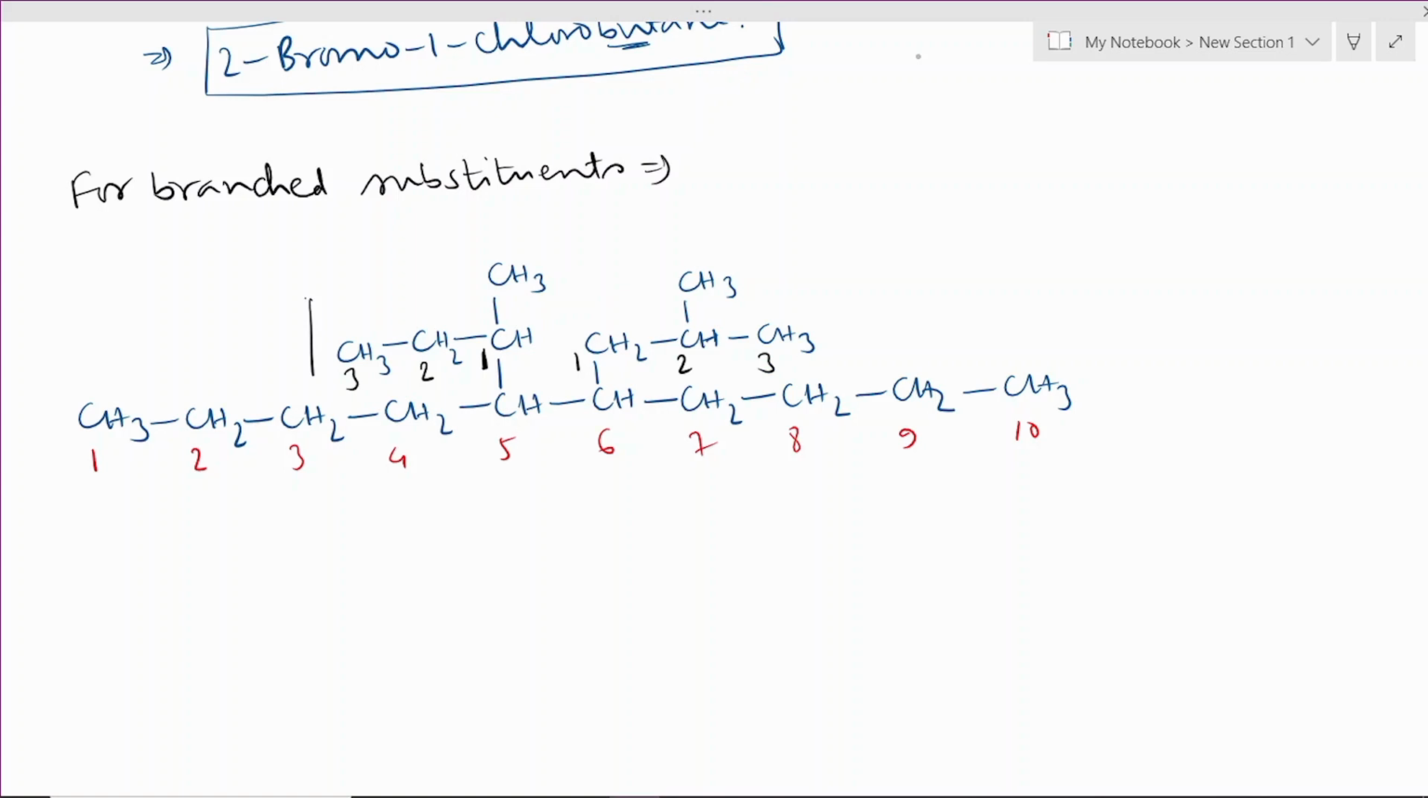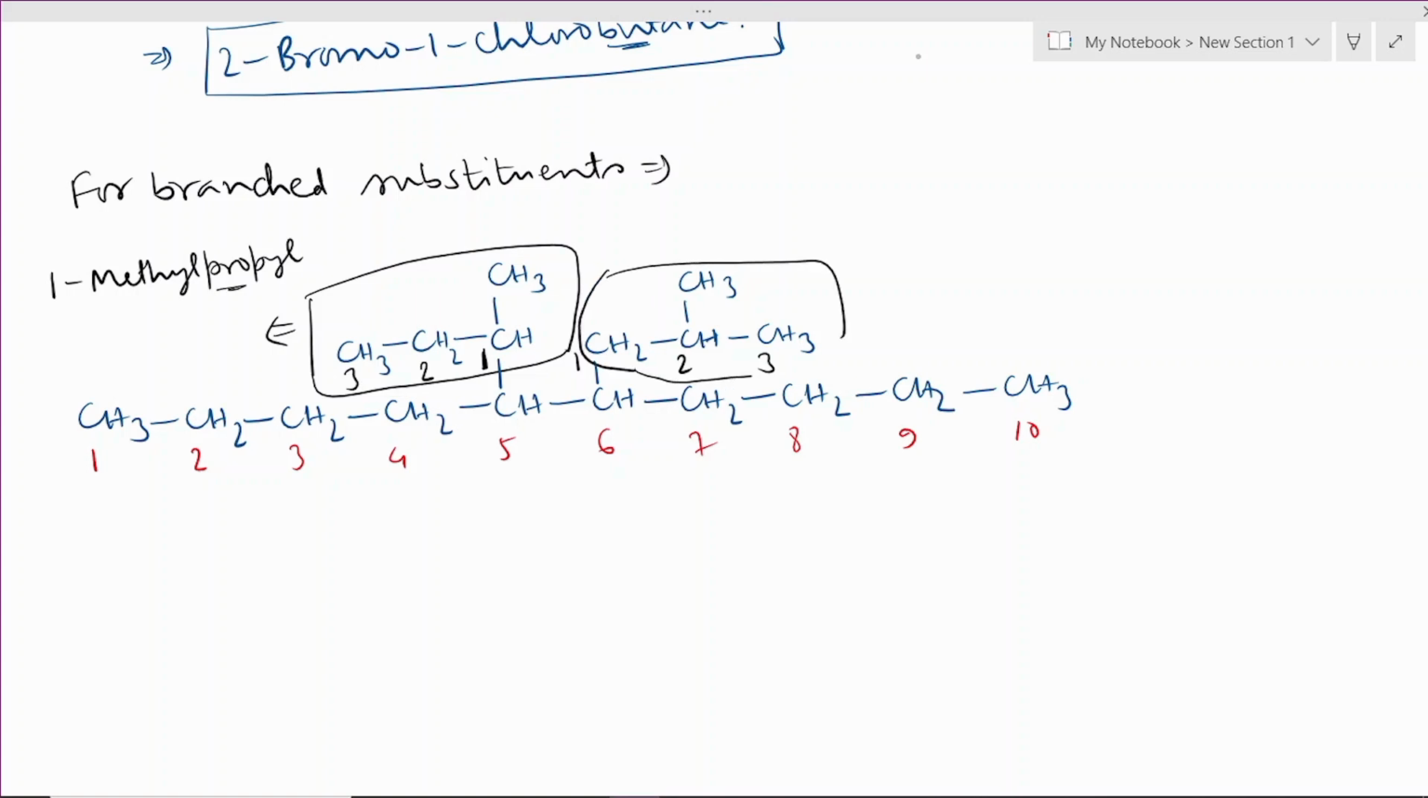So this branched group will be named 1-methylpropyl, because the chain contains 3 carbon atoms, so it will be propyl. And the name will be 1-methylpropyl, and this group will have the name 2-methylpropyl.